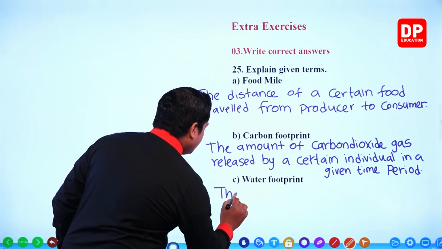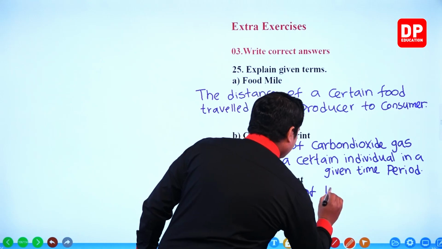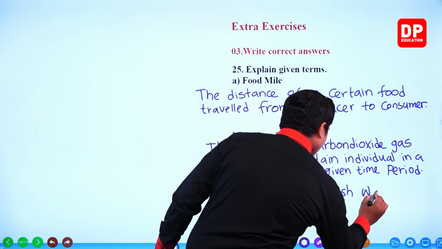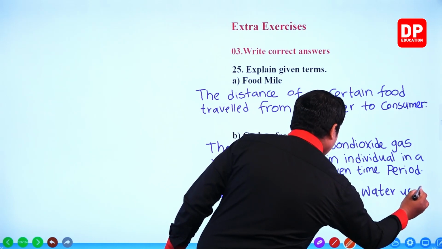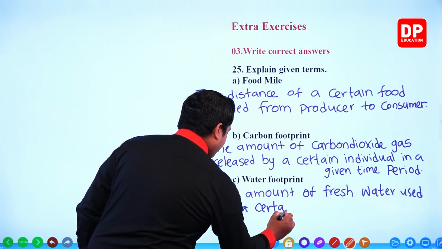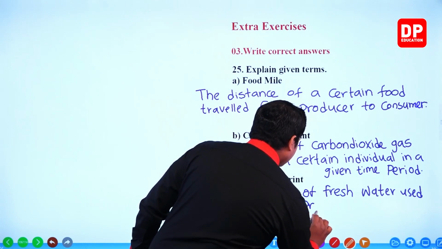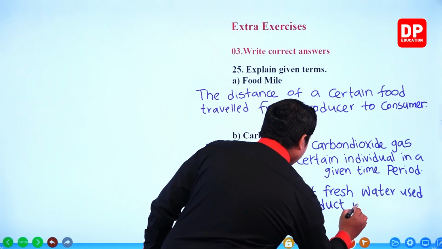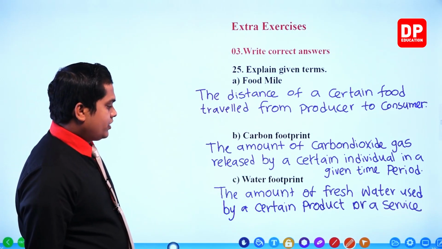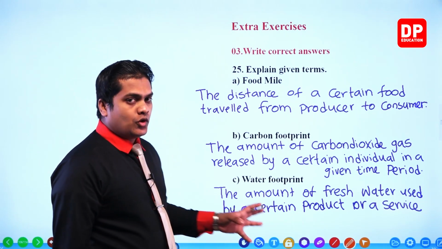The amount of fresh water used by a certain product or a service is called the water footprint of that service or the product.